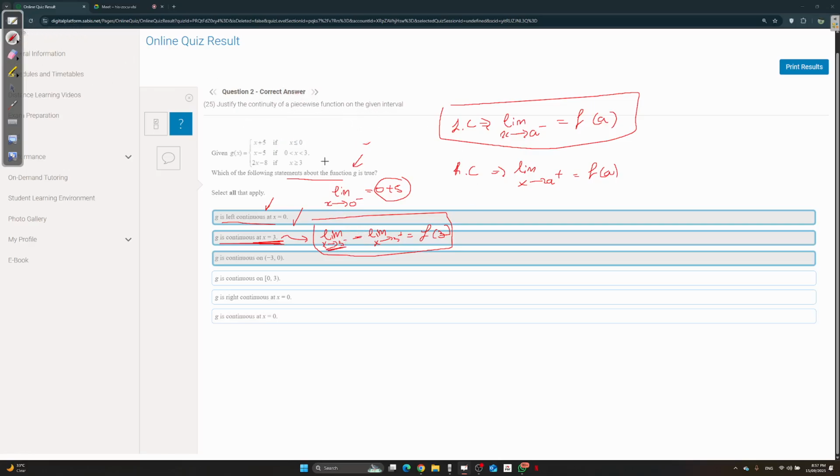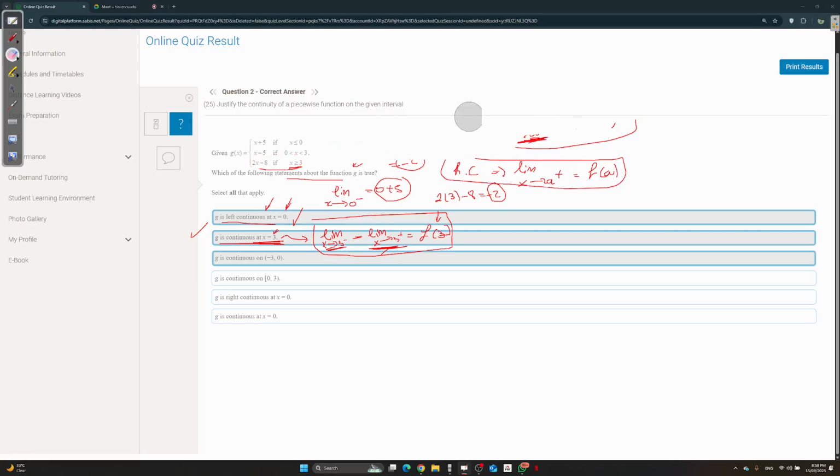The limit as x approaches 3 minus, you substitute x as 3 here. So 3 minus 5, which is negative 2. The limit as x approaches 3 plus, you substitute it here. So 2 times 3 minus 8, which is negative 2. So until now they're equal. Then f of 3, that means substitute 3 where? Here. So 2 times 3 minus 8, which is also negative 2. Negative 2, negative 2, negative 2. So since they're all equal, it's continuous.